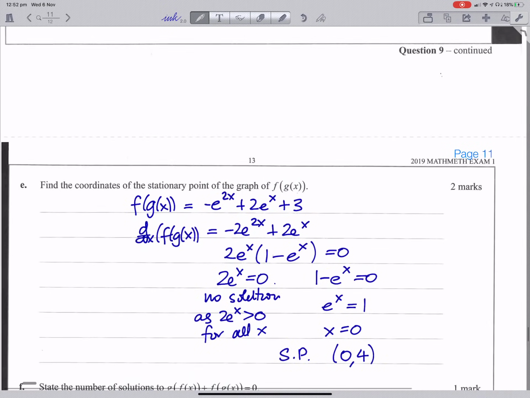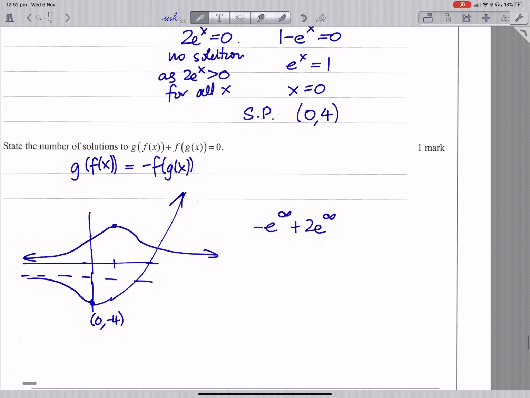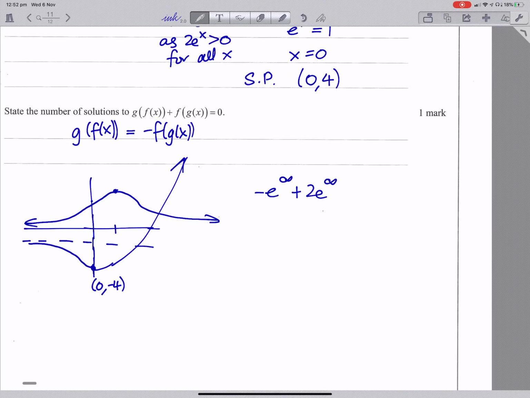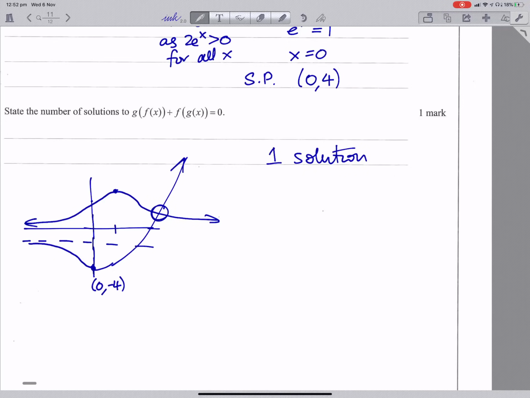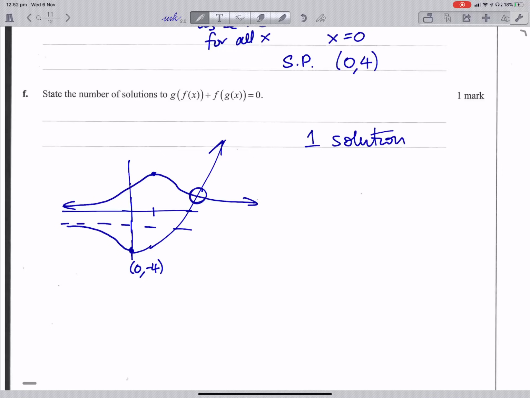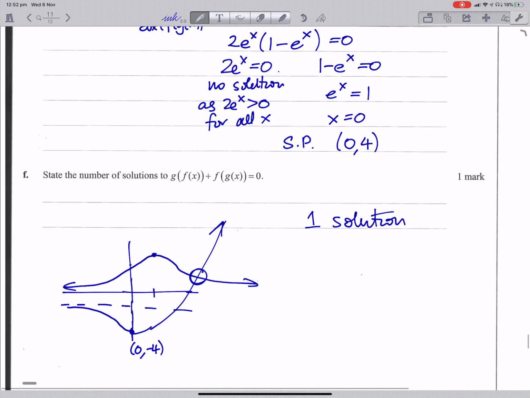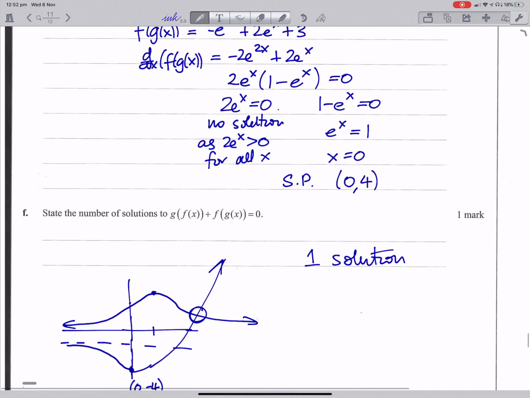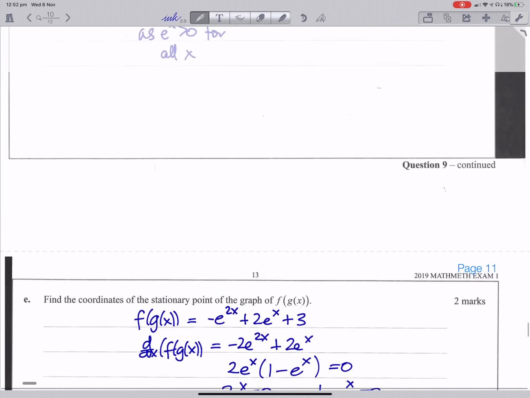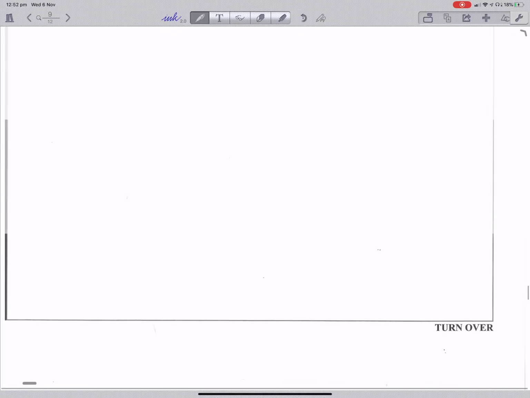So by the looks of it, the number of solutions, there's one solution. Hopefully that's right. Don't know how everyone's expected to draw those. I think it's a bit hard for methods.